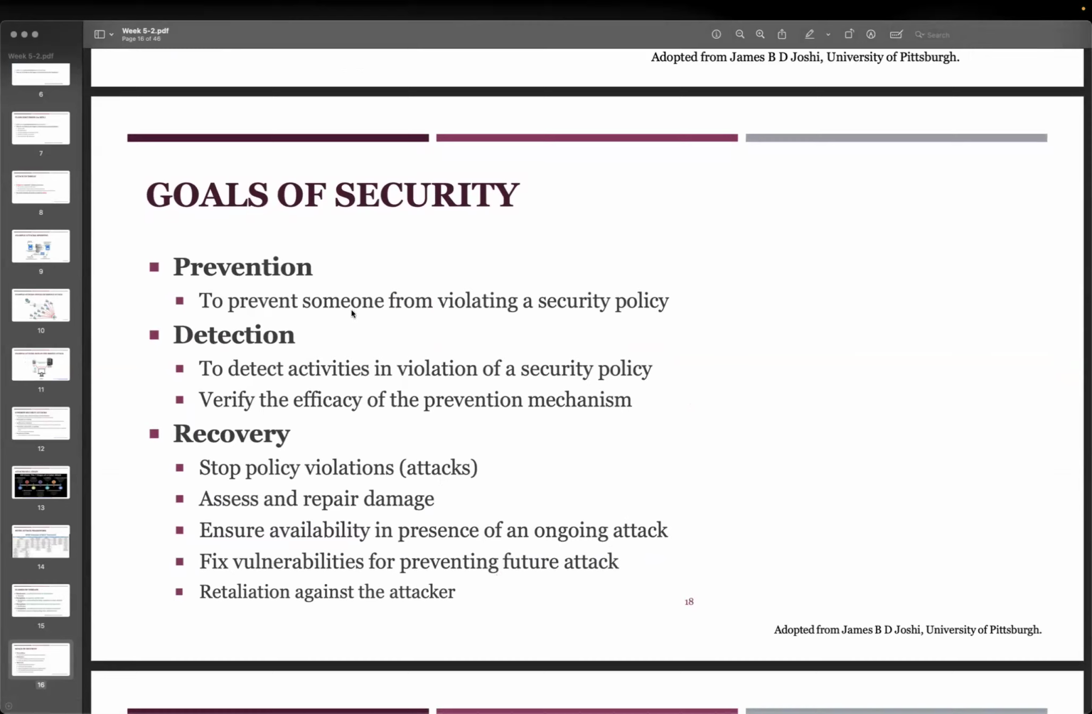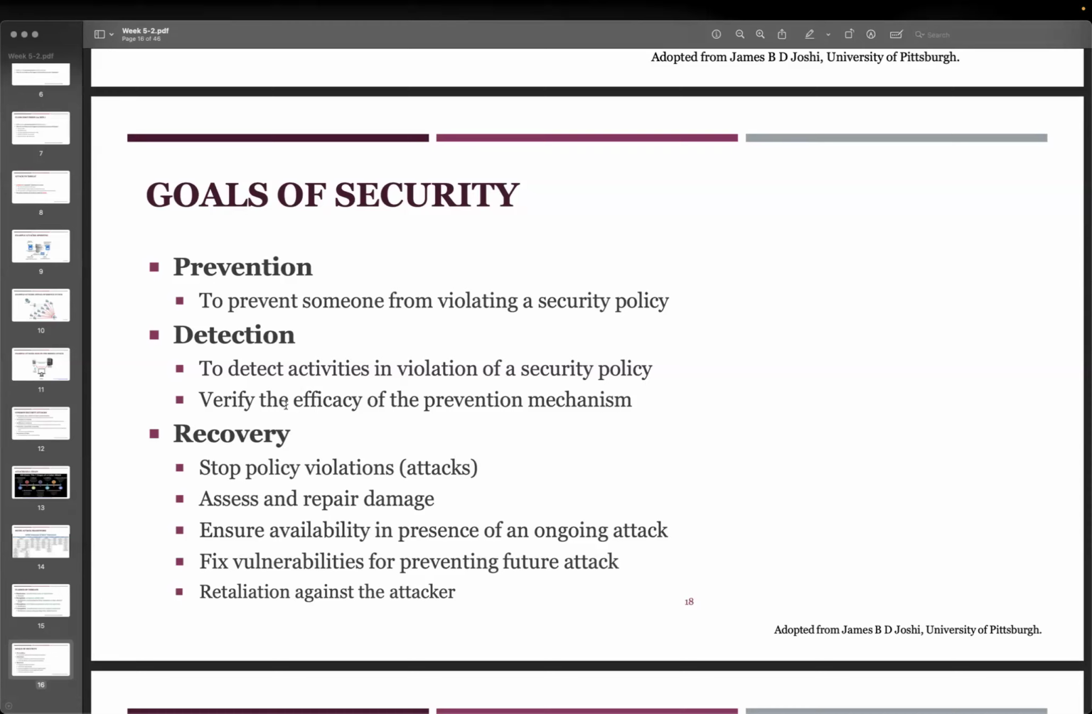Okay, of course you will see right here that prevention is one of the top targets, to avoid violating the security policy. So that's why, for cybersecurity, we need to learn how to create a security policy. And prevention is really hard. Okay, we cannot defend everything. Then we need to do the detection, like always in real time, keep on checking and detect what activity violates the policy and verify the efficacy of the prevention mechanism.